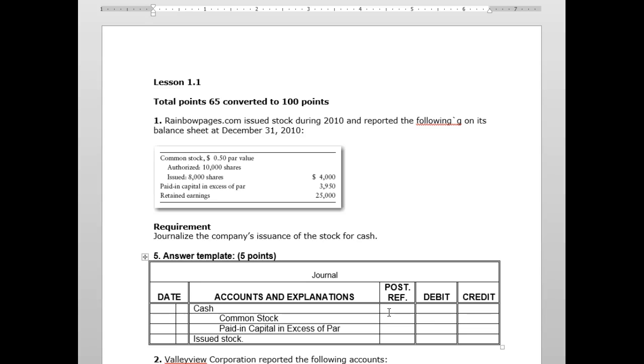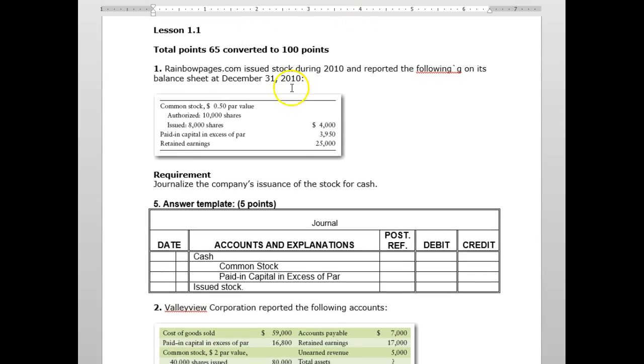So we have scenarios and we write them down and create accounts to hold the costs and the dollars. We're going to start with, first of all, we've got 65 points in the lesson, and that will be converted up to 100 points before we're done. Again, the question and then an answer template. And this actually should read 1. Just didn't get it changed.